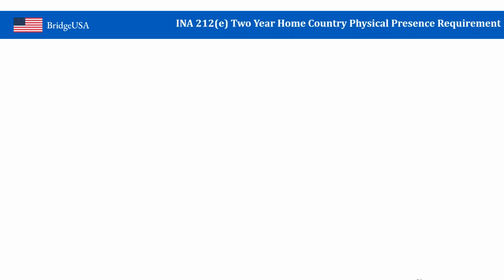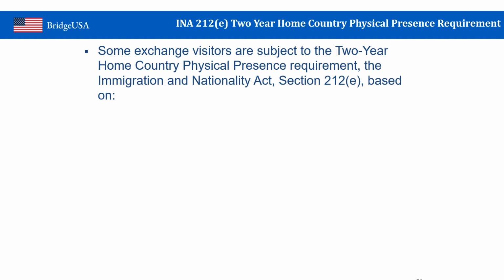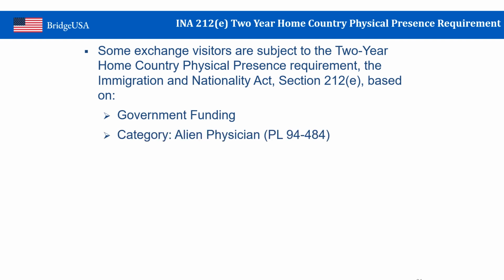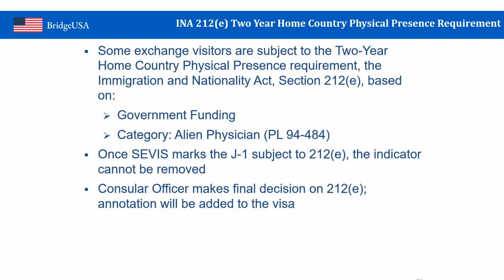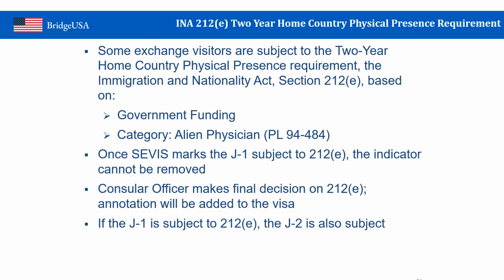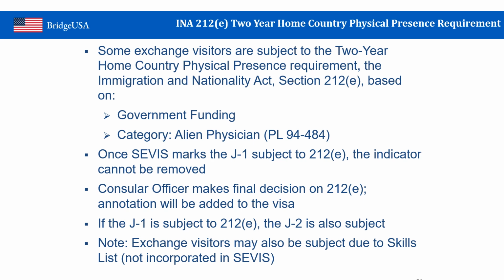SEVIS automatically marks exchange visitor records subject to the 2-year home country physical presence requirement, Section 212E of the Immigration and Nationality Act, based on government funding or the category of alien physician. Once SEVIS marks an exchange visitor as subject to 212E, the indicator cannot be removed. A consular officer makes the final decision on whether or not the exchange visitor is subject. In either case, there will be an annotation on the non-immigrant's visa. If the J1 is subject to 212E, any associated spouse and dependents are also subject. Note, exchange visitors may also be deemed subject to 212E for skills list.